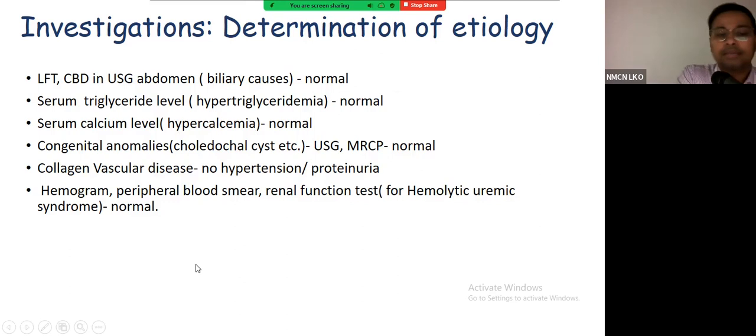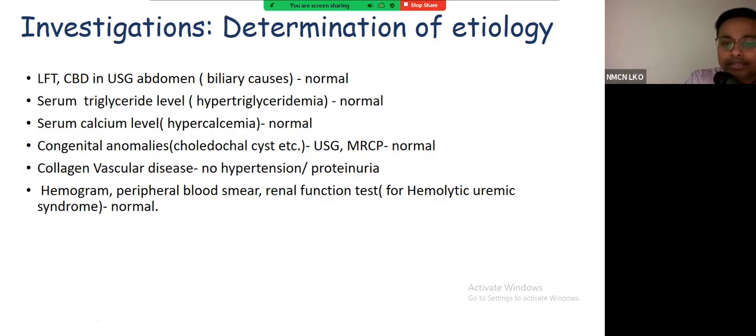Elevated serum calcium level, which is usually associated with hyperparathyroidism or malignant conditions, can also cause pancreatitis. In our case, it was normal. Congenital anomalies like choledochal cyst are known to cause pancreatitis. But in our case, ultrasound was normal. MRCP, which was done later, also turned out to be normal.